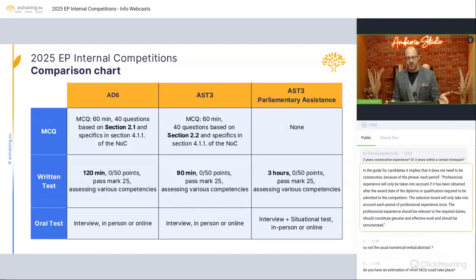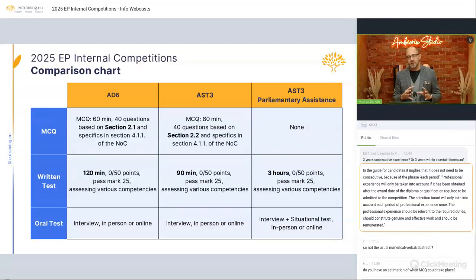So how many multiple choice questions you have, what we described. You have there 60 minutes and 40 questions. So pretty heavy time pressure, not impossible, especially if you know your field, but still you need to be quite dynamic in answering those. The second one, for the AST3, you have again 60 questions and 40 minutes, with a slightly different degree of complexity that we expect because it's AST3. So the level of difficulty between the AD6 and AST3 tends to be, there is certainly a gap.